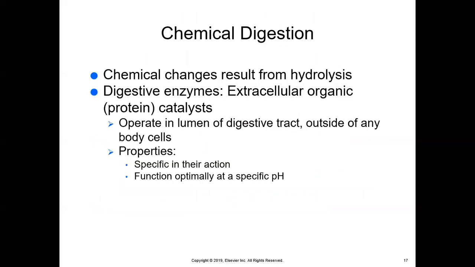So first, let's look at chemical digestion. Chemical digestion is the chemical changes that result from hydrolysis. Remember, we actually talked about hydrolysis. Hydrolysis is adding of water to break something up. So chemical digestion is the chemical changes that result from that hydrolysis. Now we're talking about catabolic reactions. And since we're talking about catabolic reactions, if you want to break it down, is it endothermic or exothermic? Exothermic, very good. You're actually giving off energy.